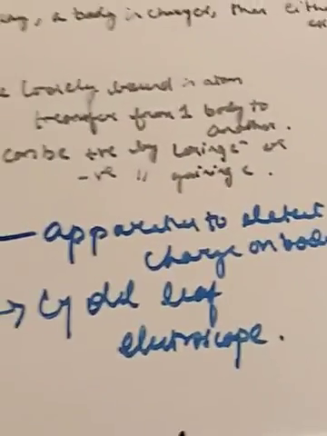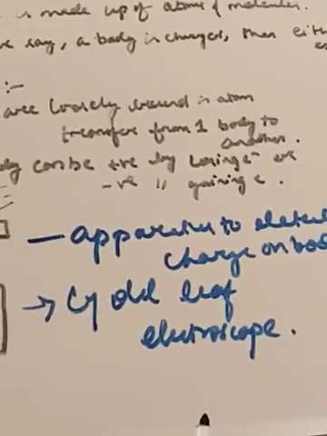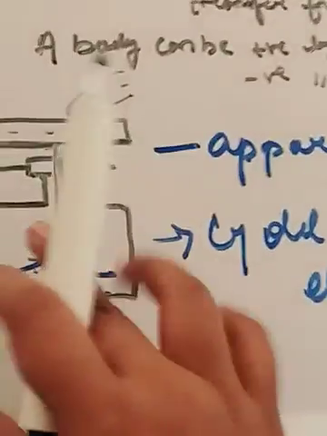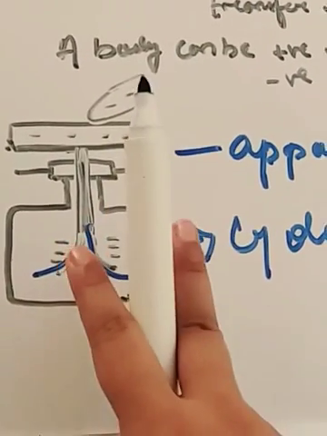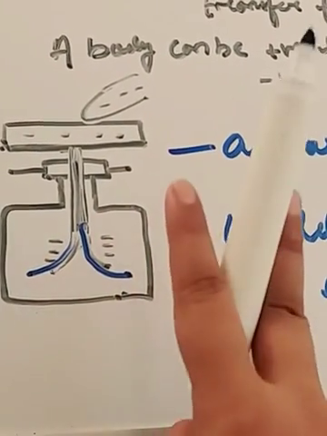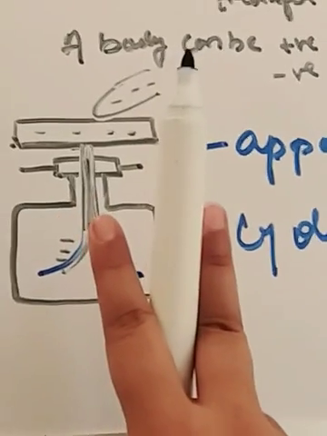So it is the gold leaf electroscope, an apparatus to detect the charge on a body, and the divergence of the leaves is an indicator of the amount of charge.